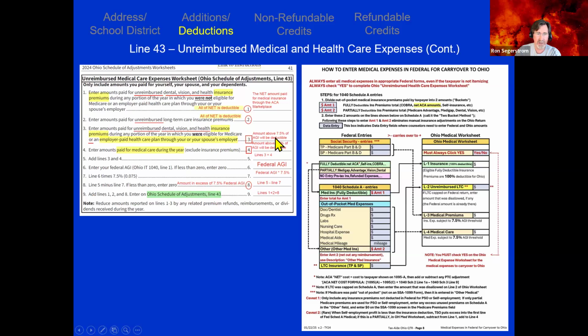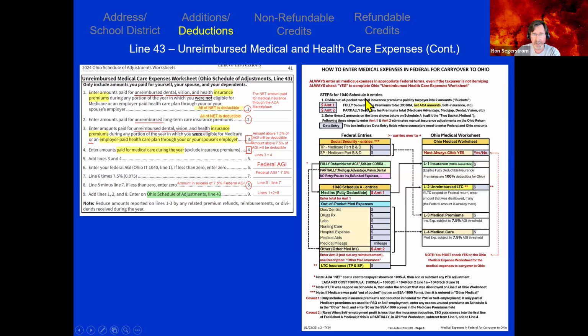You're going to add these two lines together, right? But before you figure out whether they're above 7.5% AGI, you're going to calculate federal AGI on this line and subtract that to get this line 8. And then the total amount that you put on line 43 is line 1 plus line 2 plus line 8. That goes here.